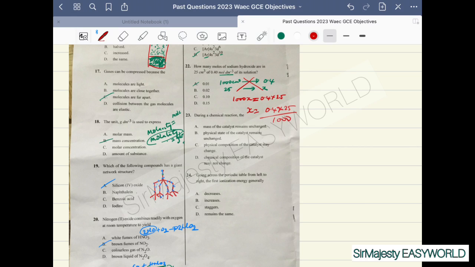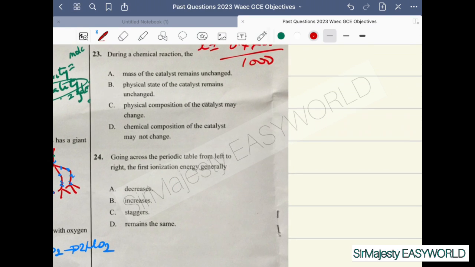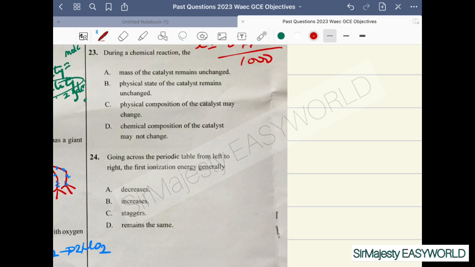So the physical state can be changed. Then the physical composition of the catalyst may change. Physical composition, which is what I just said now. B and C should be saying the same thing now. D says the chemical composition of the catalyst may not change. It will not change. The chemical composition will not change.